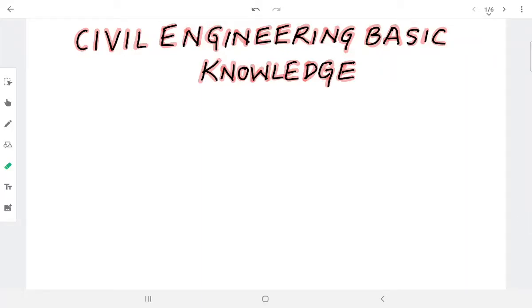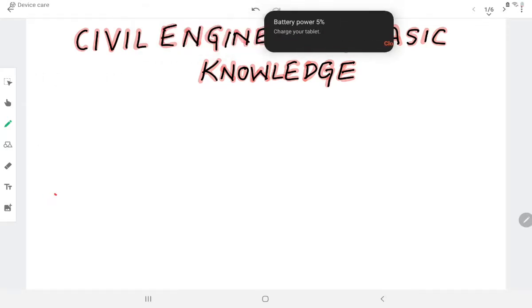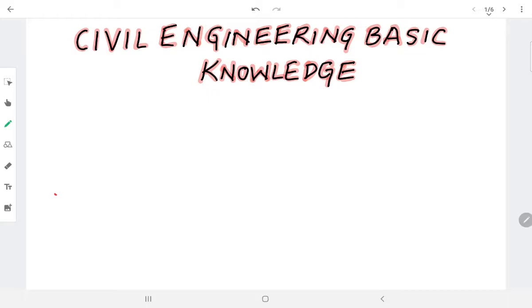Hi all, this is the second part of civil engineering basic knowledge. In the last video we discussed the basics of the slab, and in this video we will be discussing the beam. The beam is a line element which is mainly used in structures like buildings and bridges.